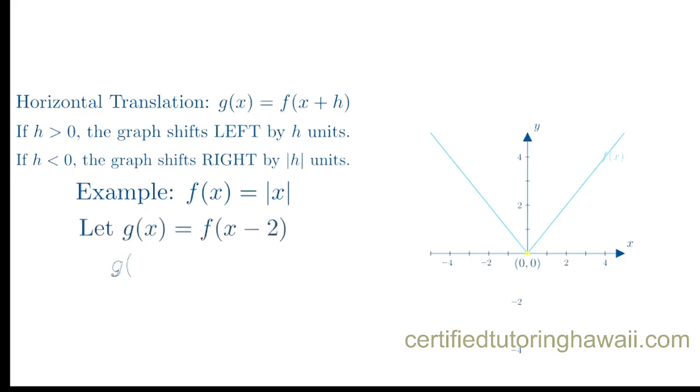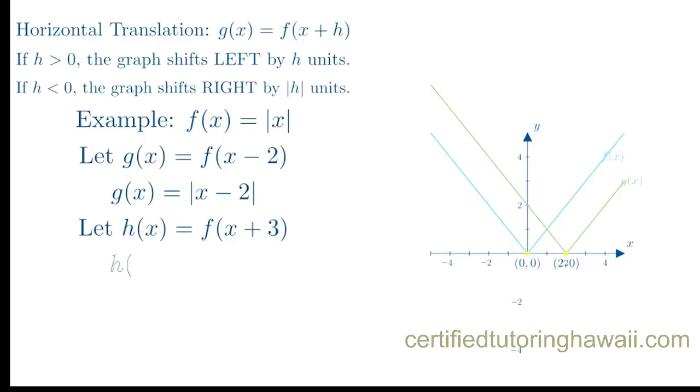Consider the function g(x) equals the absolute value of x minus 2. Since we see minus 2 inside the absolute value bars, this will cause the graph to shift 2 units to the right. The entire graph of the absolute value function moves 2 units right. The vertex, which was at (0, 0), is now at (2, 0). Again, the shape doesn't change, only the horizontal position.